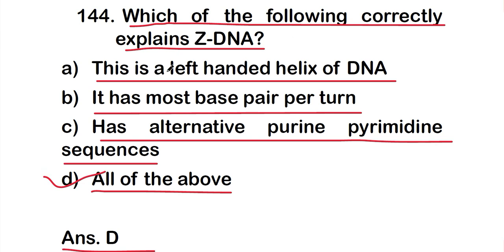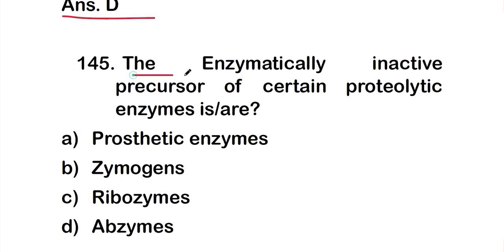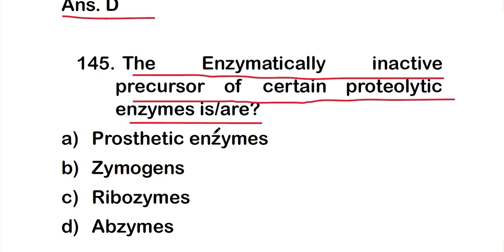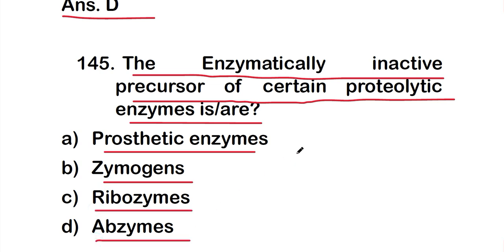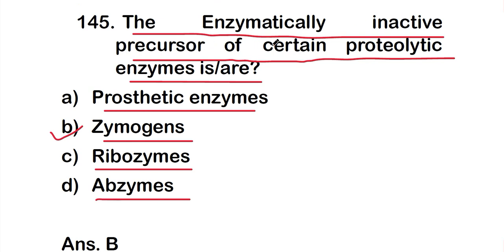That means this Z-DNA is a left-handed helix of DNA. It has the most base pairs per turn and has alternative purine-pyrimidine sequences. Okay, so these are all about Z-DNA. So the next one: the enzymatically inactive precursor of certain proteolytic enzymes is or are: option A prosthetic enzyme, option B zymogens, option C ribozymes, option D abzymes. And the right one is option B, that is zymogen. So the enzymatically inactive precursor of certain proteolytic enzymes is zymogens.